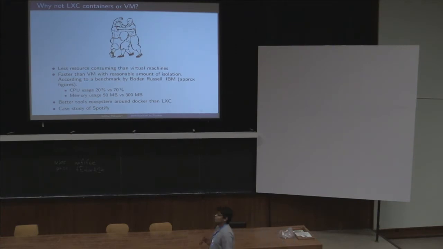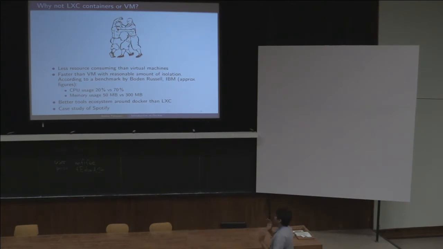Why not LXC or why not virtual machines? Virtual machines consume a lot of resources. There was a study done by Gordon Russell from IBM. He presented it at DockerCon this year. According to the data he found, he booted 15 machines. 15 Docker machines took 20% of the CPU, whereas 15 virtual machines took 70% of the CPU. That's massive savings. Imagine what you can do with that kind of computing power.